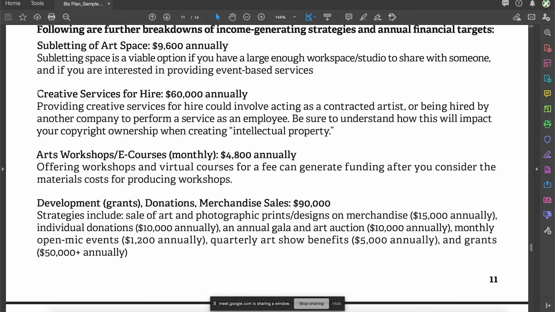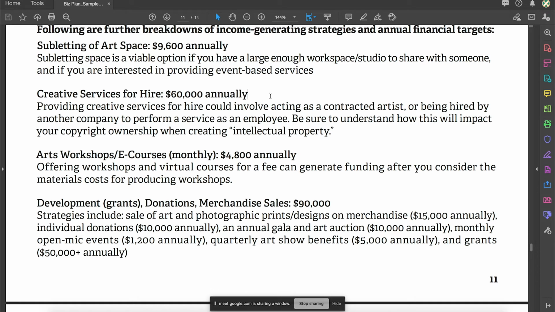This one's probably the most common way artists actually make money. They'll do creative services for hire. So this is where you are either actually working for someone or they hire you for a contracted time, and you create something for them.